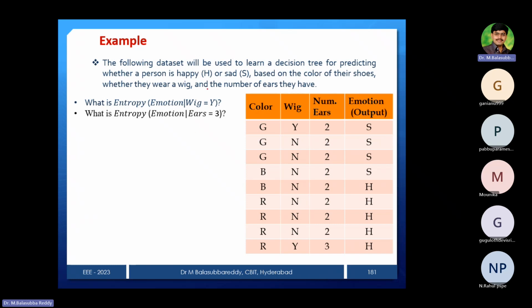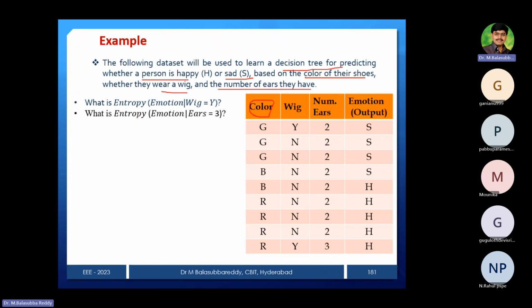Now we can see this will be used to learn the decision tree for predicting whether the person is happy or sad, based on the color of their shoes, whether they wear a wing, and the number of ears they have. So based on these features, we need to predict whether the person is happy or sad. That is the emotion we have to detect.